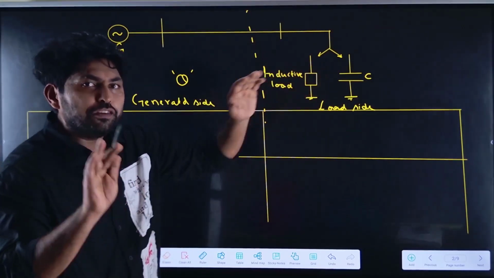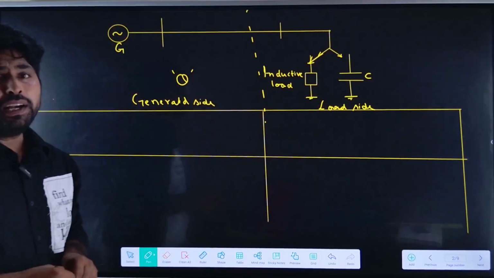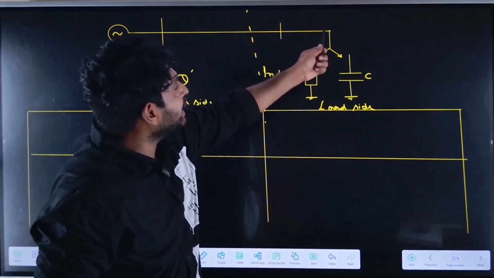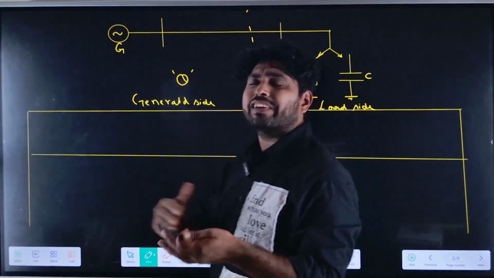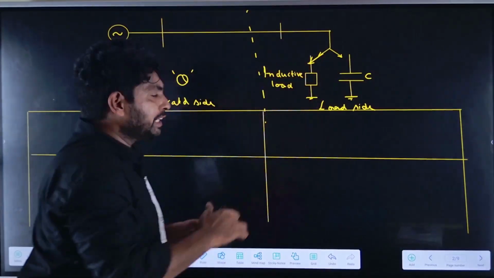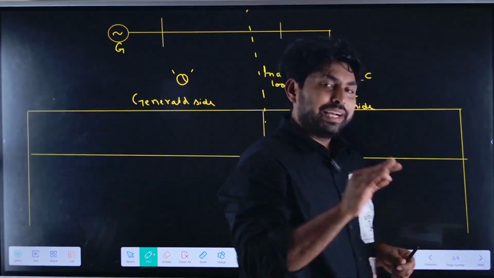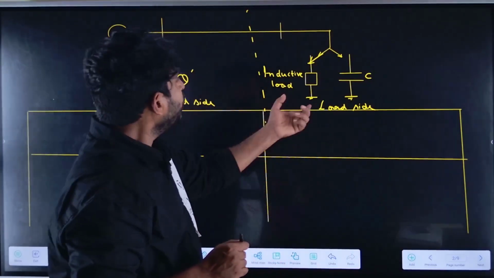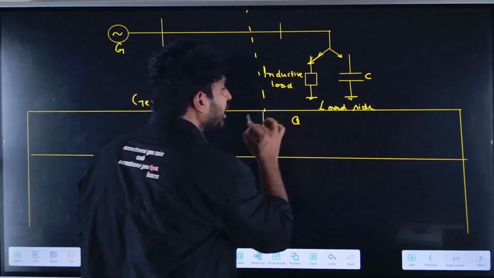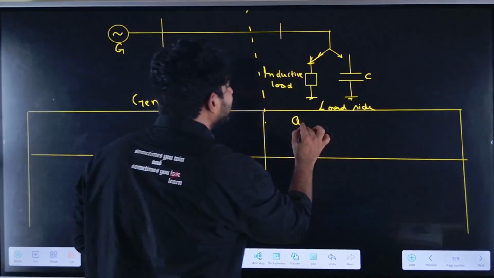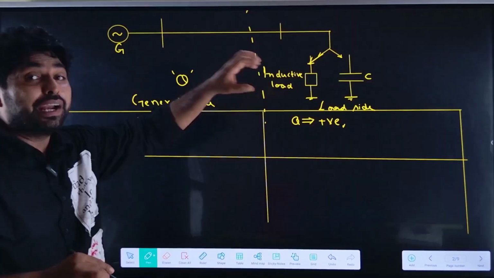For example, if I close the switch to the inductive load, what happened? Now the generator is connected to the inductive load, whether it is an induction motor or induction furnace. Whatever it may be, it is an inductive load. In case of inductive load, as we know that the current lags the voltage, it operates under lagging power factor. Now, if it is an inductive load, what is the polarity of the reactive power? We are assuming it as positive. If it is an inductive load, the reactive power polarity is positive.